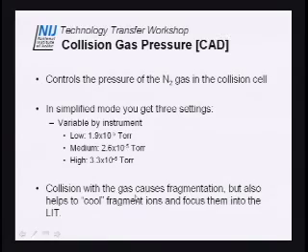The collision gas pressure, the CAD gas, is the pressure of the nitrogen gas inside the collision cell. We use the simplified mode setting, low, medium, and high. It runs about 3 times 10 to the minus 5 torr in medium. These are the actual settings for the instrument the day I ran some of these experiments. So I just wrote them down and put them in here. That collision gas also helps to cool the fragments and focus them into the LIT, so it serves 2 purposes in one. It actually fragments and also cools so they get to the collision cell, or get to the Q3.